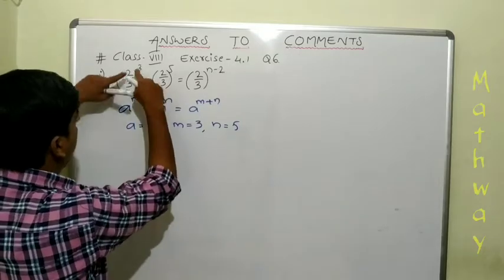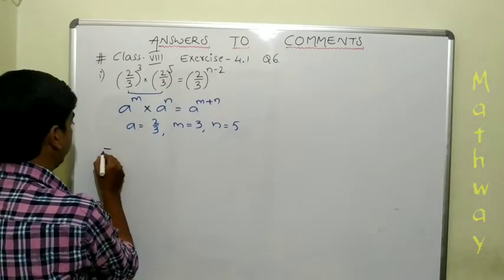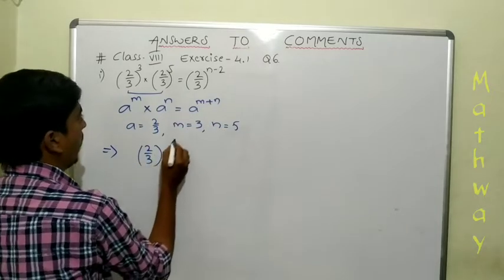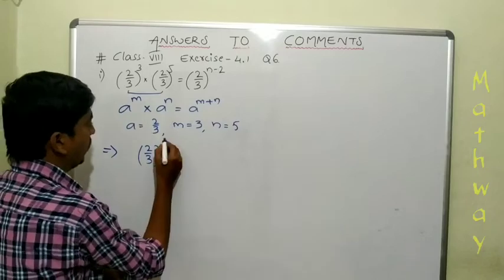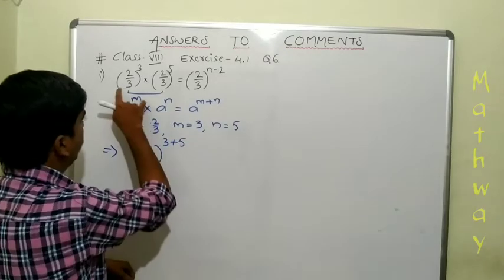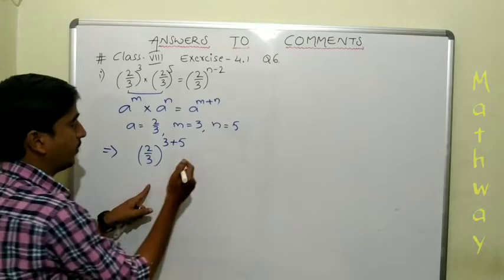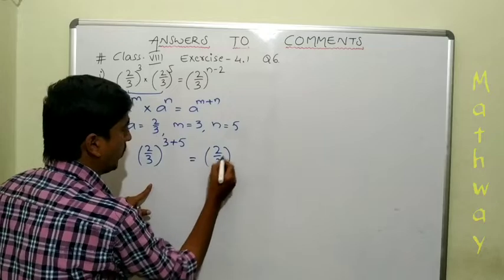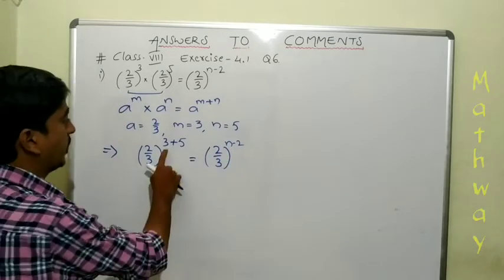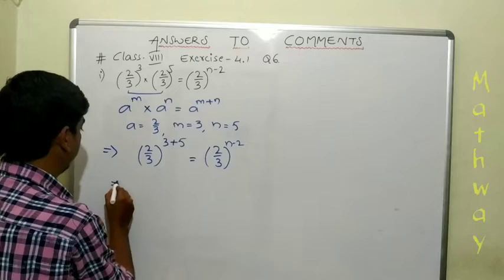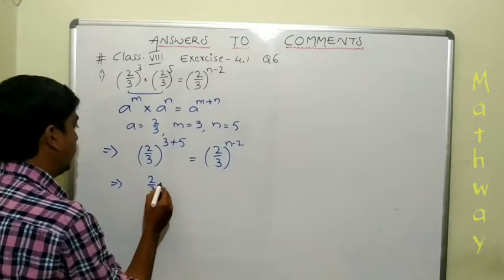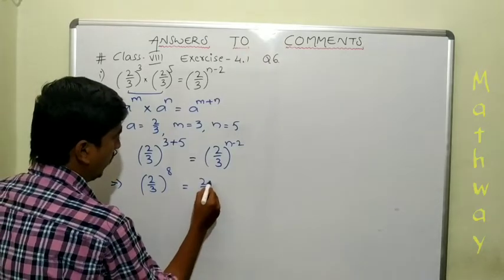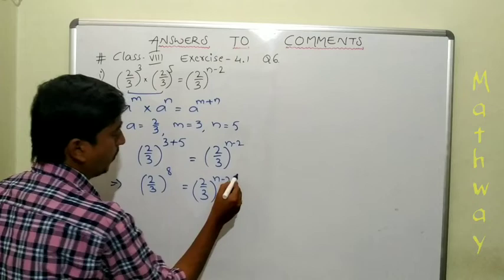So only the LHS term is going to change. A power m plus n: a is 2 by 3 whole power m plus n. m is 3, so 3 plus 5. So these two terms become only one single term, equal to the RHS as it is, 2 by 3 whole power n minus 2. Here 3 plus 5 is 8. So 2 by 3 whole power 8 equals 2 by 3 whole power n minus 2.